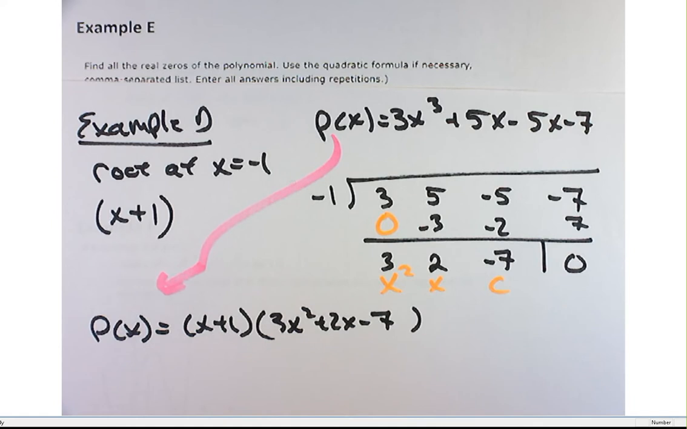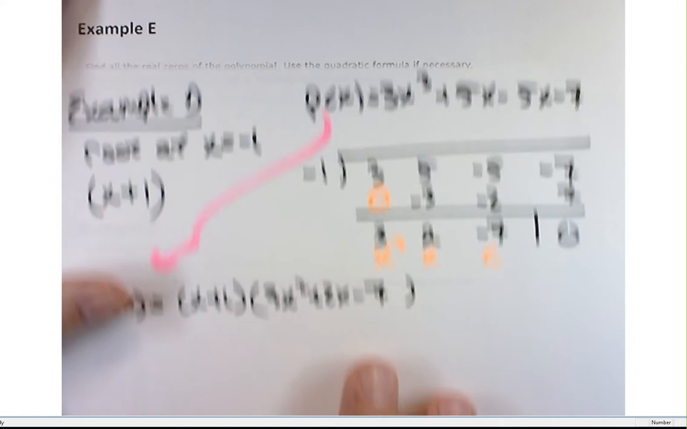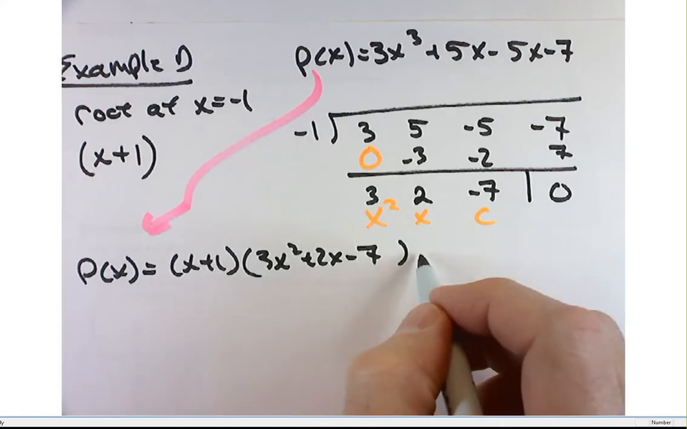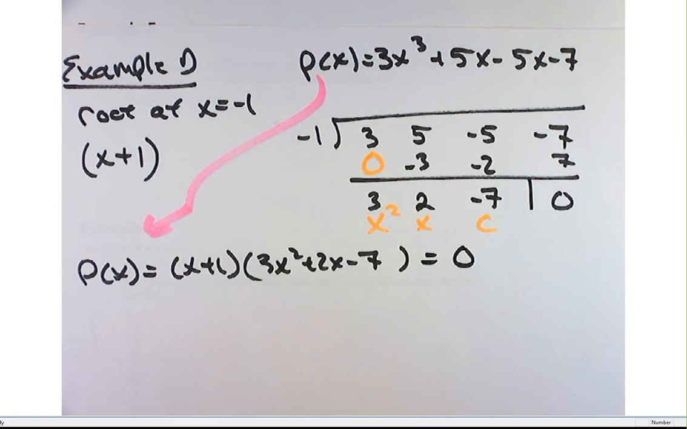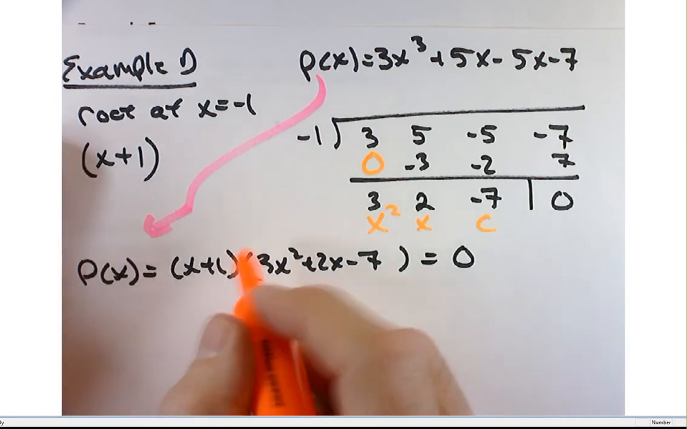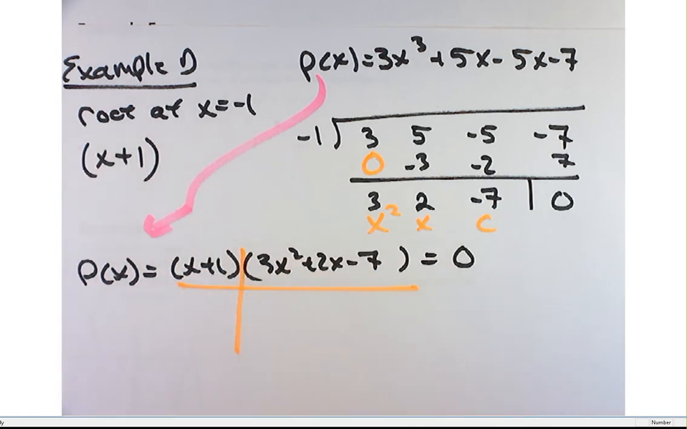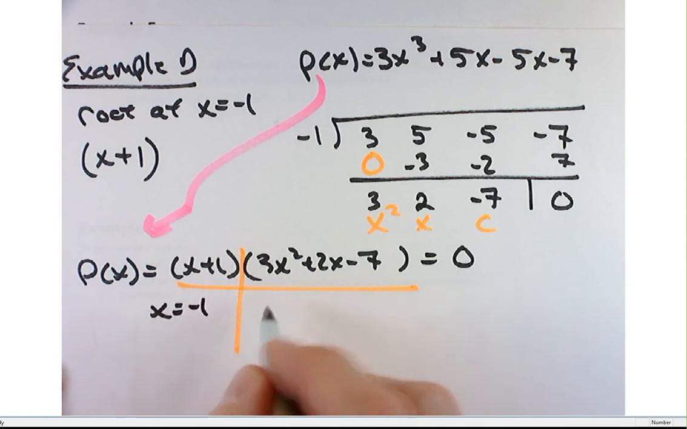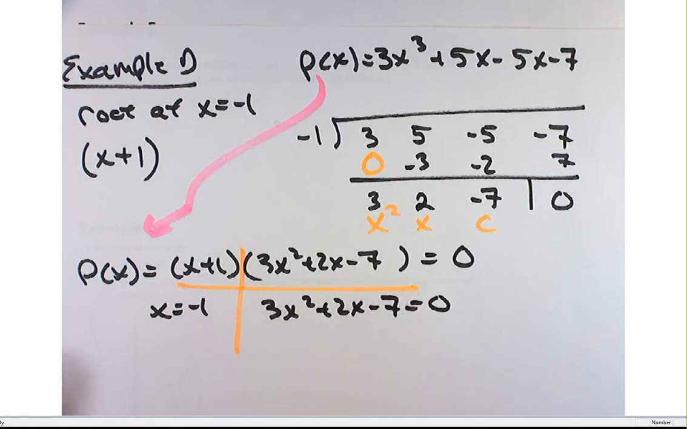Now suppose all we're really interested in is trying to figure out where this crosses the x-axis, finding the roots of this polynomial. Well, we can finish this by setting it equal to 0. Where this factor equals 0, of course we already know where that happens, right? That's at x equals -1. Where does 3x squared plus 2x minus 7 equal 0?